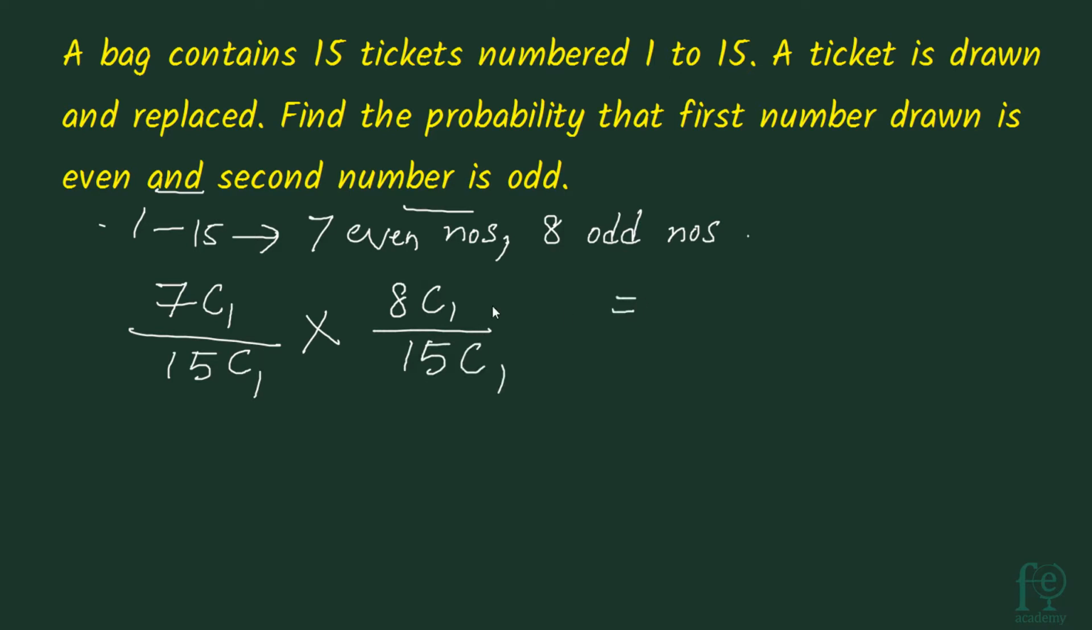So what will be our answer? 7 by 15 into 8 by 15, which gives us 56 divided by 225. So our answer is 7C1 into 8C1 divided by 15 into 15, which is 56 divided by 225. It's a straightforward selection question: first an even number is selected and then an odd number is selected.